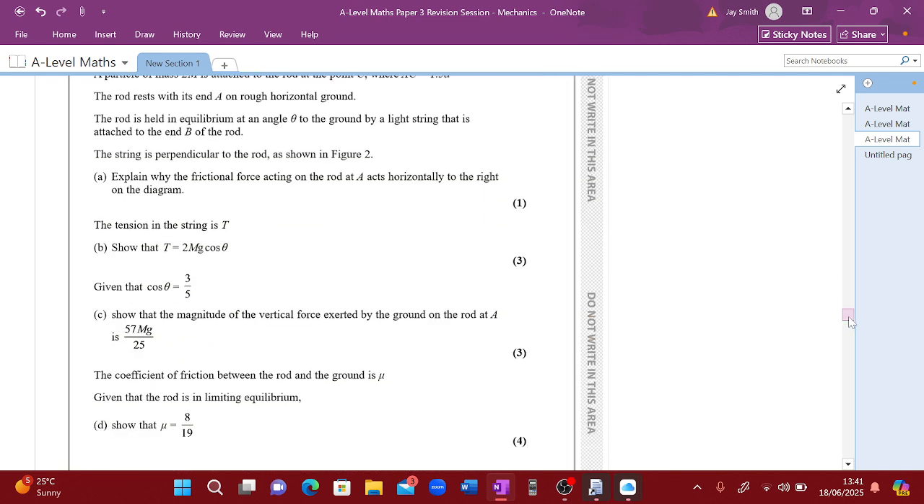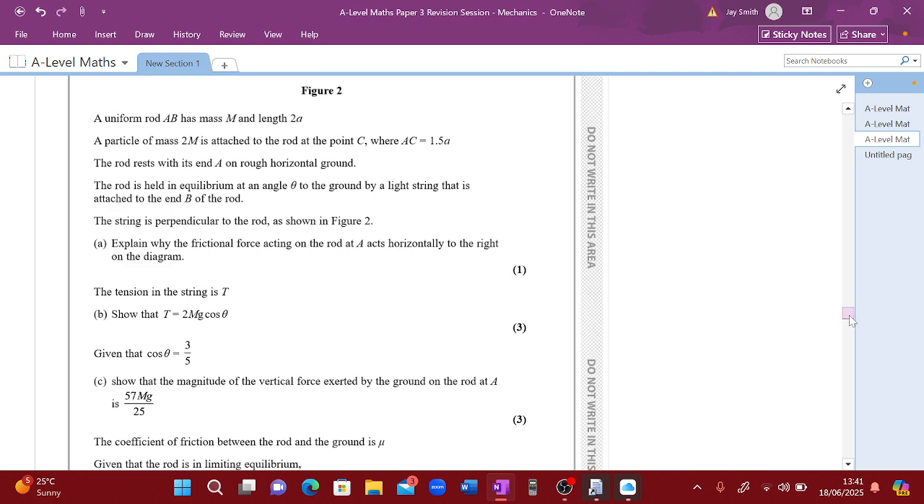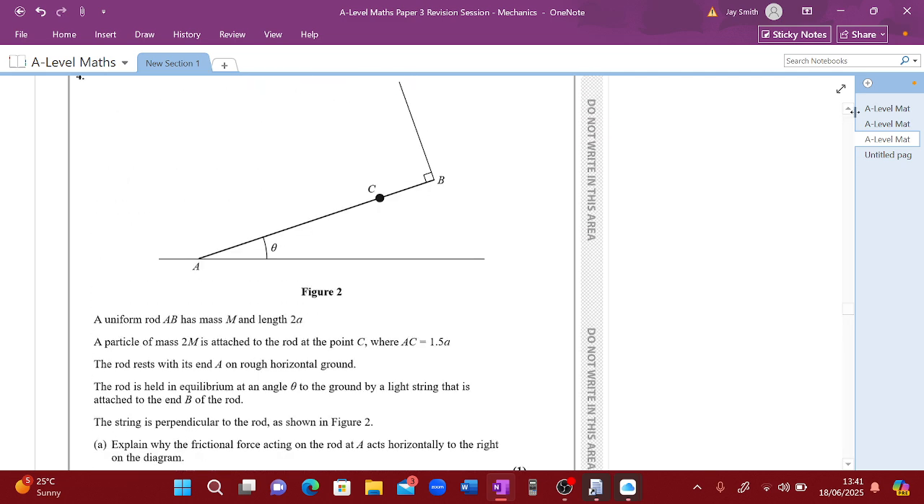Okay, question 4, a bit of a harder one, a harder diagram question. Let's have a look. Again, a pretty typical one. A uniform rod AB has mass m and length 2a. A particle of mass 2m is attached to the rod at the point C. The rod rests with its end A on rough horizontal ground. The rod is held in equilibrium by a string at angle alpha. Okay, it's pretty standard stuff.